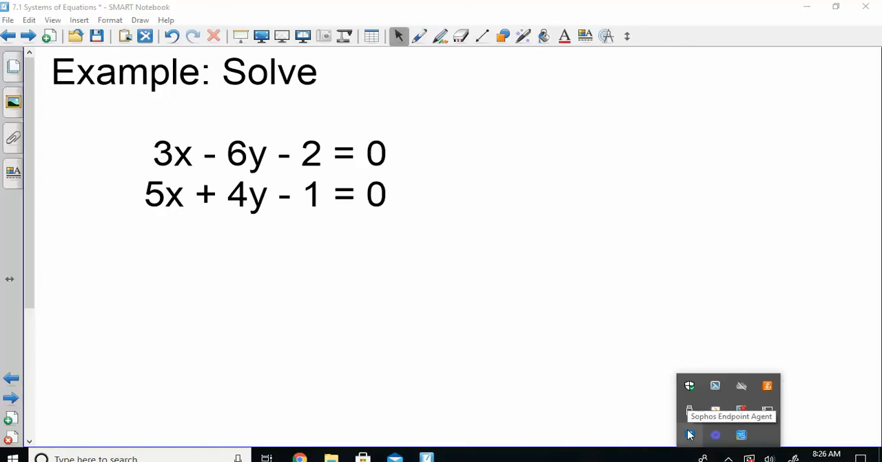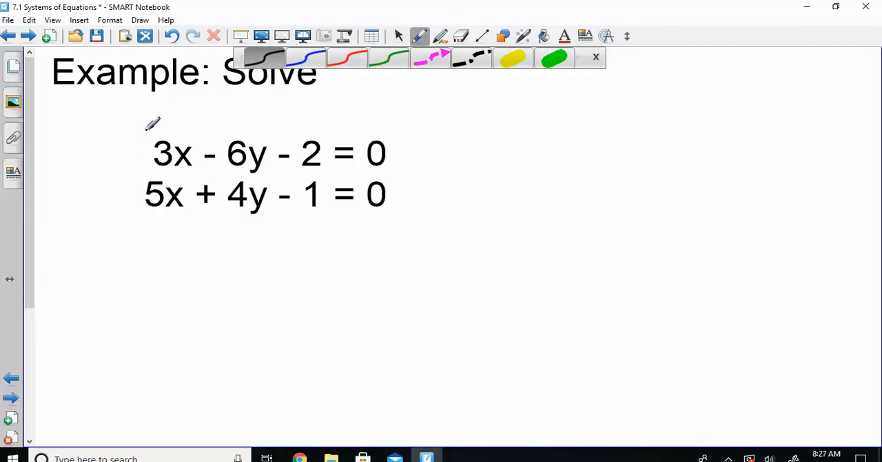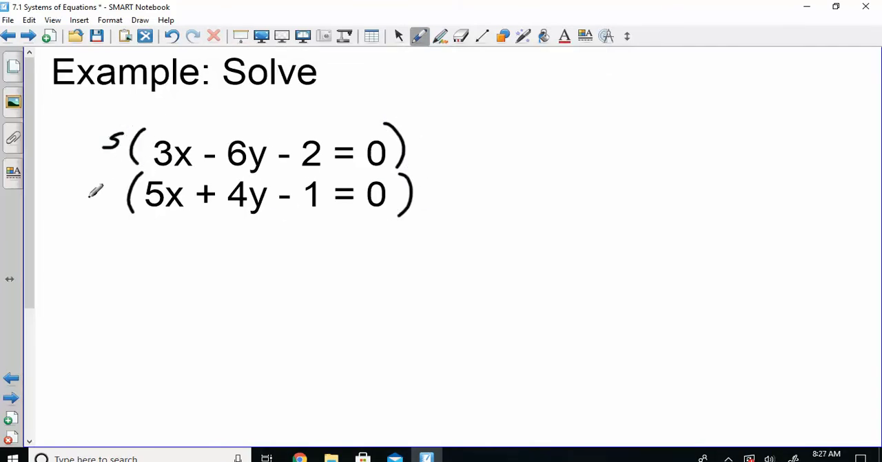For y, walking around, most of you canceled your x. If you want to get rid of these, what would you have to turn them both into? 15. So you'll have to take this one times 5 and this one times -3, or you could do the top one times -5 and the bottom one times +3. A couple of you eliminated y. You can turn 6 and 4 into 12. So take the top one times 2 and the bottom one times 3. So either way. So you have to take everything times your 5.